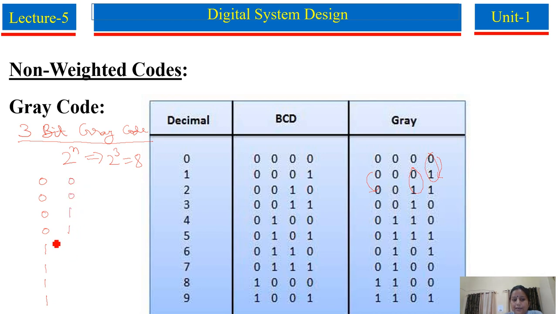But after this, please draw the mirror image, because one of the names of Gray code is self-reflecting code. So mirror image बना लीजिएगा यहाँ पर 1 1 0 0. Here I make the mirror image. Then 2 divided by 2 is 1, so single 0, single 1. And here I make a mirror image, 1 0. Then here I make a mirror image, 0 1 1 0. So this is the 3-bit Gray code.